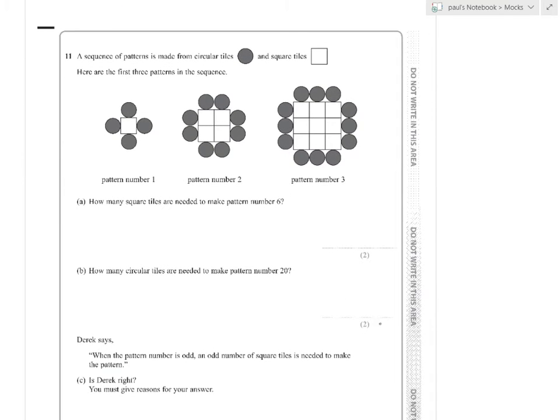Better. Here's a sequence of patterns made from circular tiles and square tiles. How many square tiles needed to make pattern number 6? Well, 1 times 1 is 1, 2 times 2 is 4, 3 times 3 is 9, so 6 times 6 is 36.